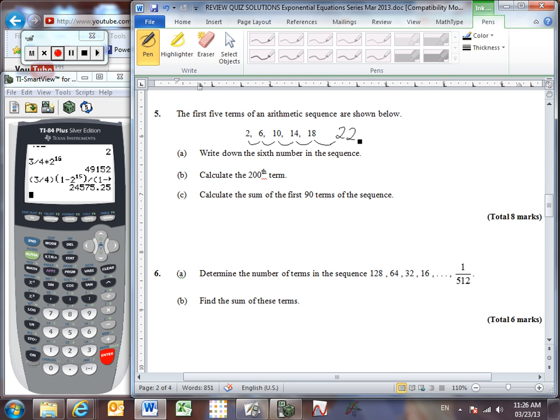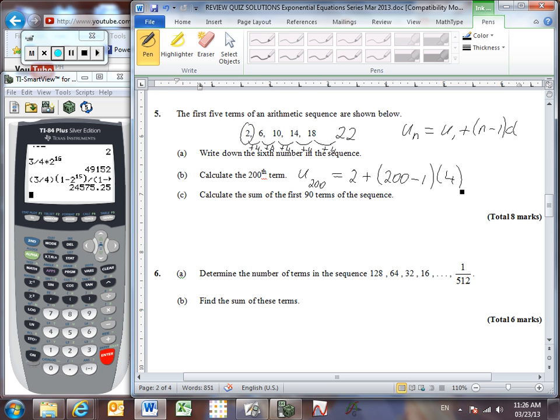We need to calculate the 200th term, so we're looking for U200. Remember that un is equal to u1 plus (n minus 1)d. In our case, u200 will equal u1, which we can see is 2, plus n, which is the subscript, so 200 minus 1, or you can just write down 199 because you know it's 1 less, times d. And we can see that the common difference, the thing that we're adding every single time, is positive 4. And so it's multiplying by 4.